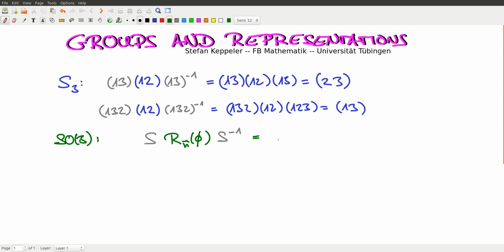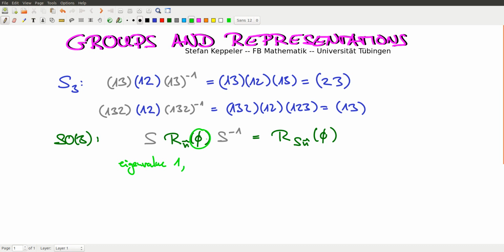So we multiply with S and S inverse on the left and on the right. And I claim that what we get is a rotation about the axis S times n by the same angle phi as we had on the left. Well, why is that? Let's do some linear algebra. When we calculate the eigenvalues of this matrix here, there will be an eigenvalue 1, because we leave this axis of rotation invariant. We rotate about this axis, so the axis n is an eigenvector with eigenvalue 1.